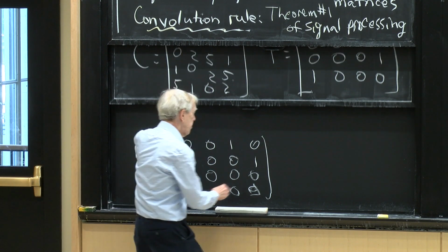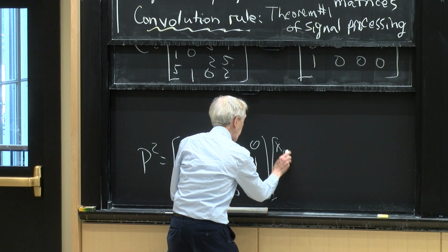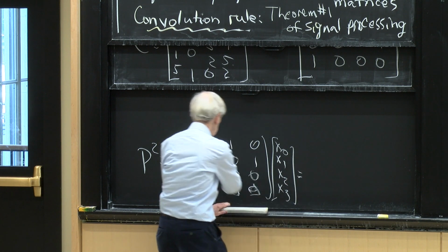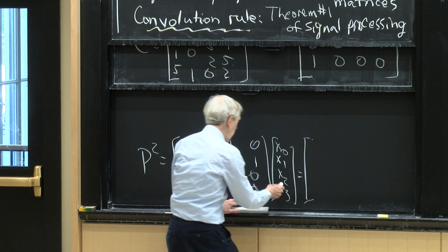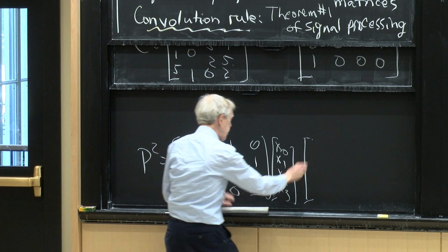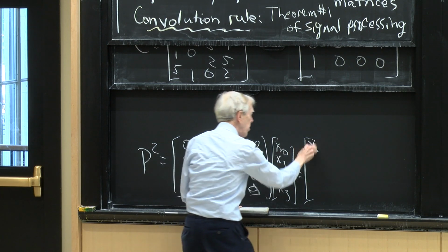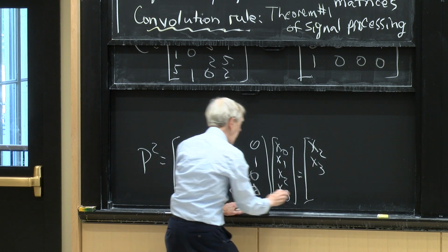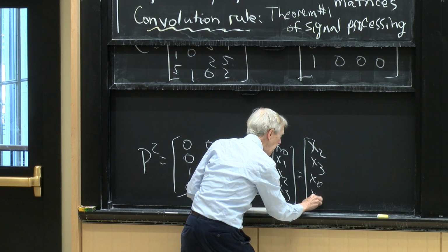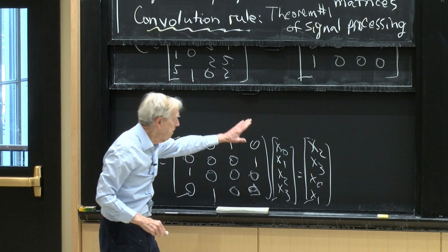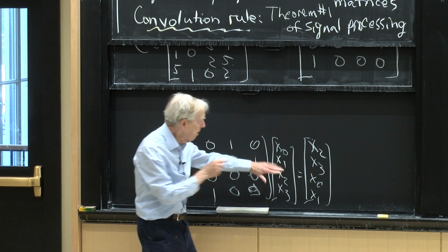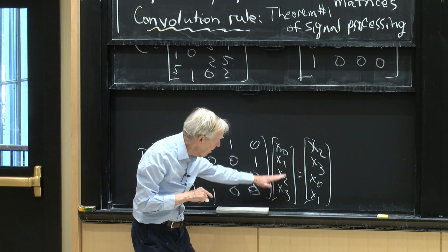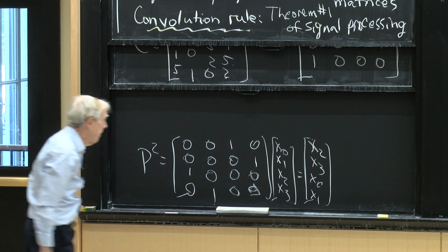Let's just make it multiply a vector, x0, x1, x2, x3. What it does is, I've started the numbering with 2 here: x2, x3, x0, and x1. So it shifted it by 2, and cyclically, so the x2, x3 that got shifted off the bottom come back to the top.